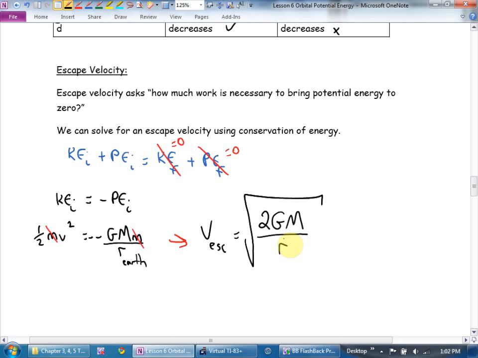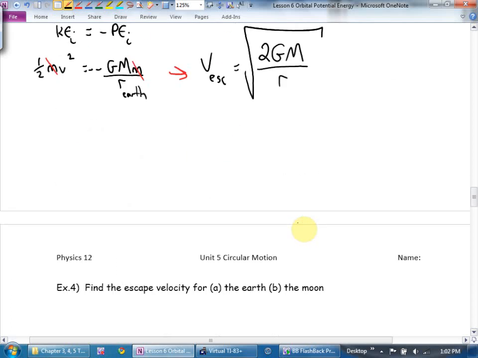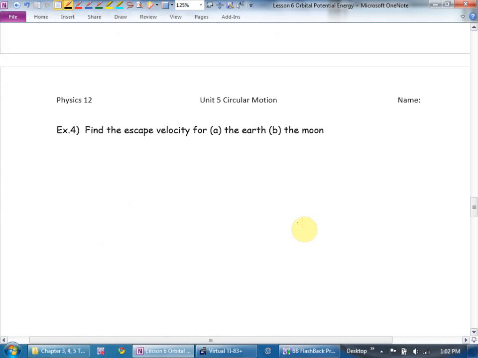Well, does the moon have a big mass or a small mass? Smaller compared to the Earth. And what's its radius compared to the Earth? Bigger or smaller? Smaller. In fact, let's calculate the escape velocity for the Earth and for the moon. Escape velocity, we said, was equal to the square root of 2 big G, big M over R.